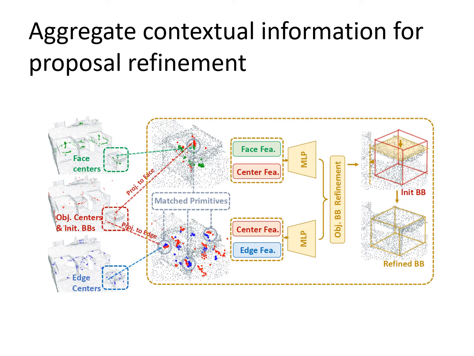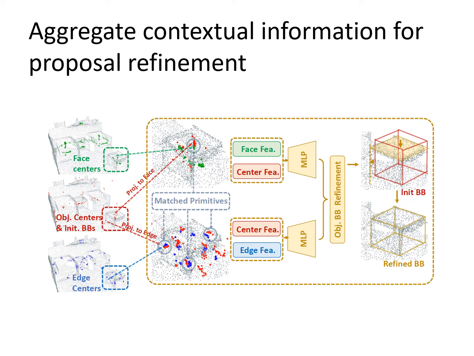Given the initial object proposals, for each object proposal, we aggregate information associated with the matching geometric primitives, meaning those that are close to the corresponding geometric primitives for each object proposal, and we pass it through a neural network to refine that, right? Those features contain contextual information, and this module aggregates such contextual information for proposal refinement.